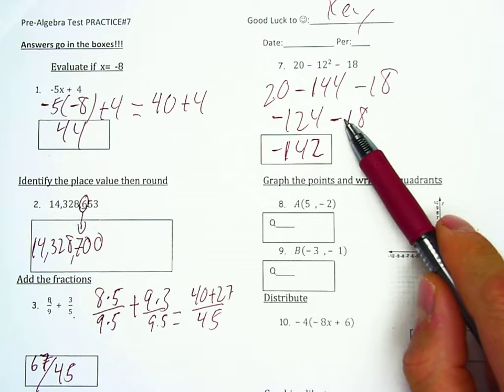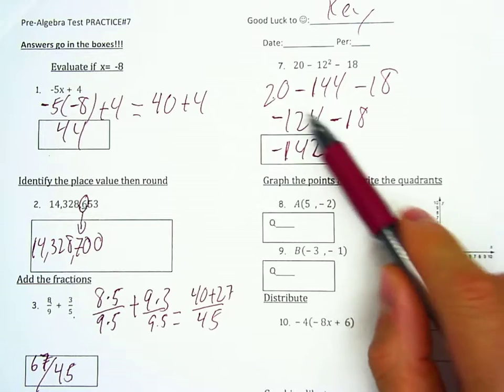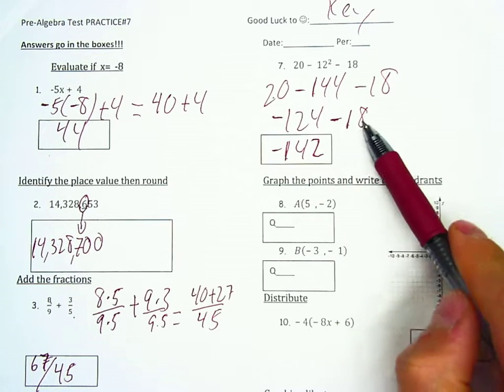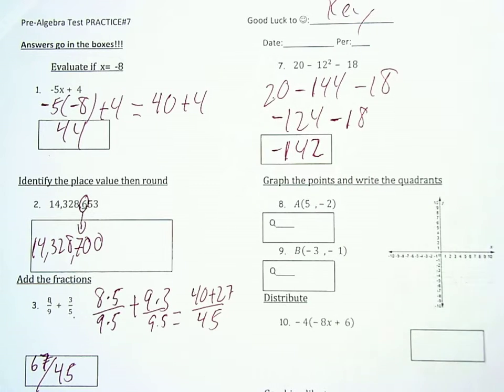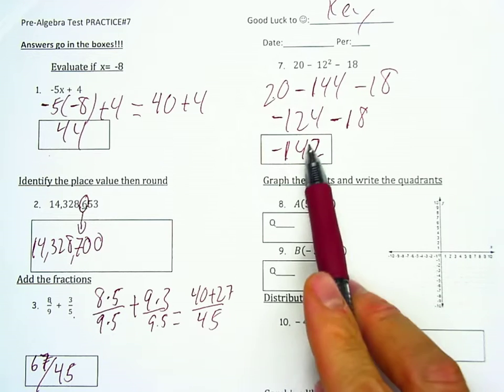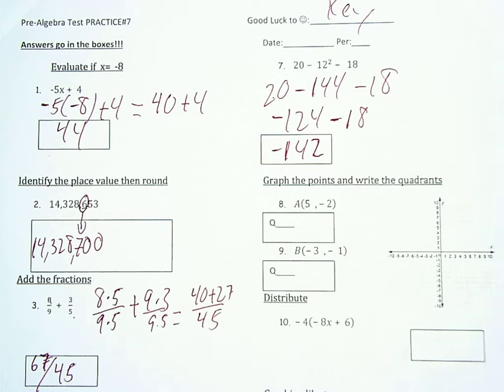I realize this is a minus sign, but when we subtract, if they're the same signs, they actually add. Negative 124 minus 18, those actually add because the same signs add. Both are minus. Negative 124, then minus 18.